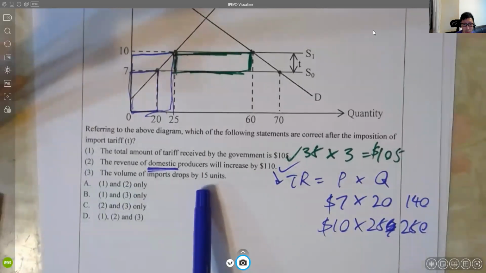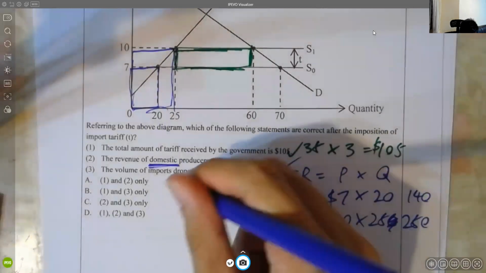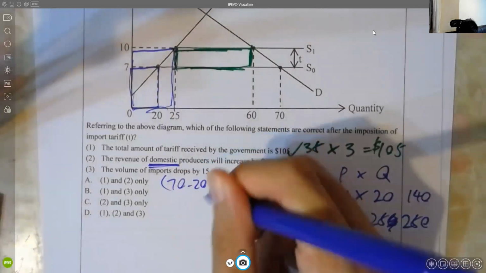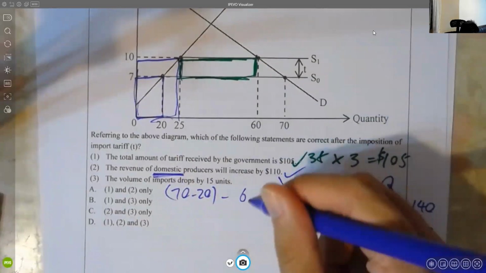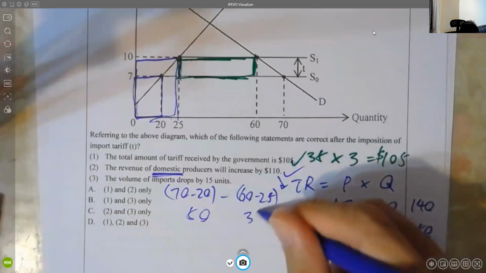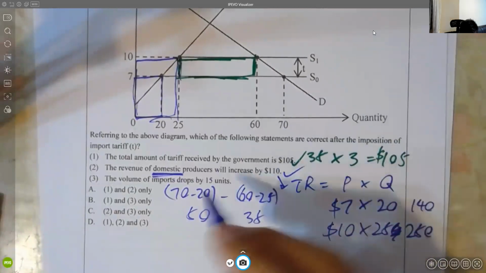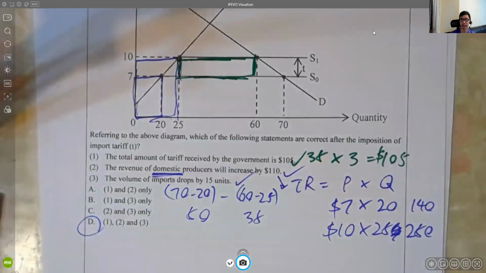Volume of import dropped by 15 units, right? Import originally 70 minus 20, 50. Now 60 minus 25, 35. Therefore, yes, drop by 15. Answer D. So you see, this is how we approach tariff questions.